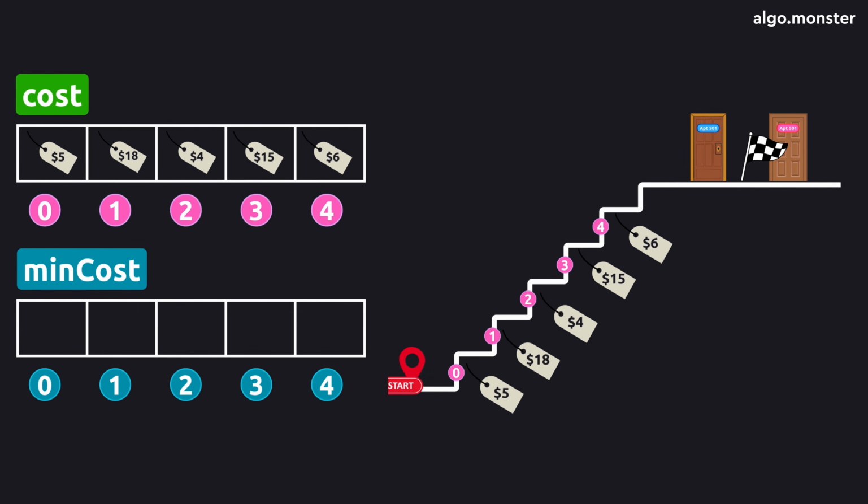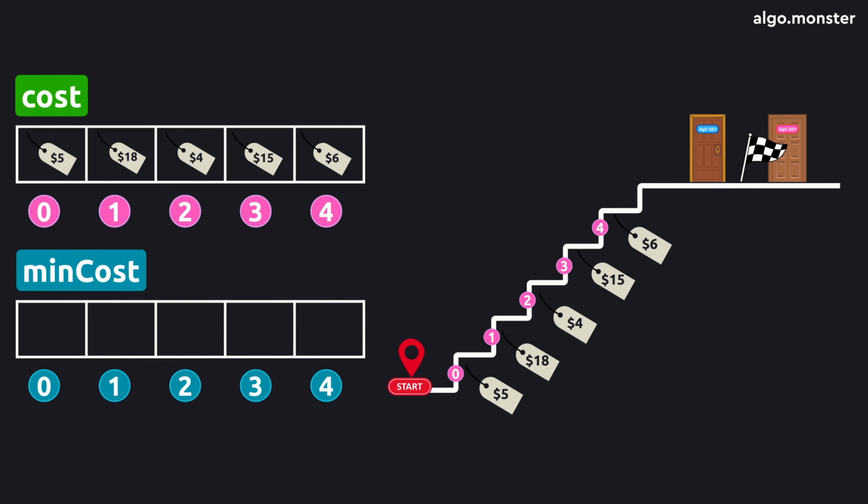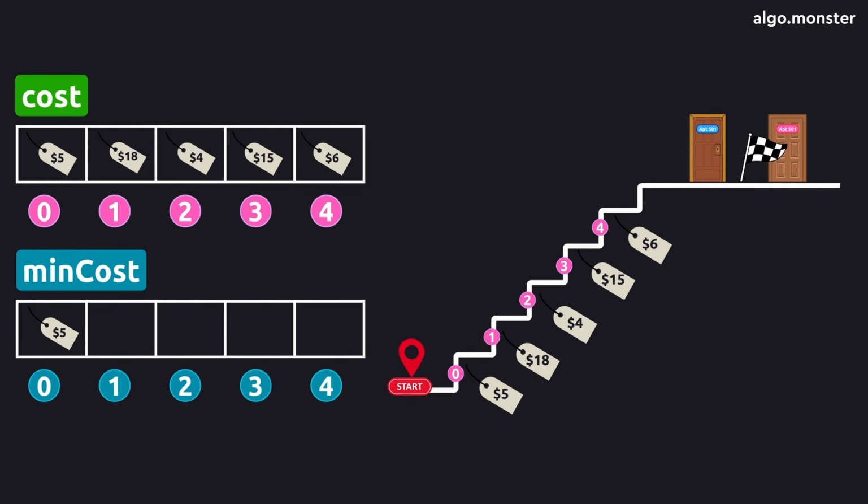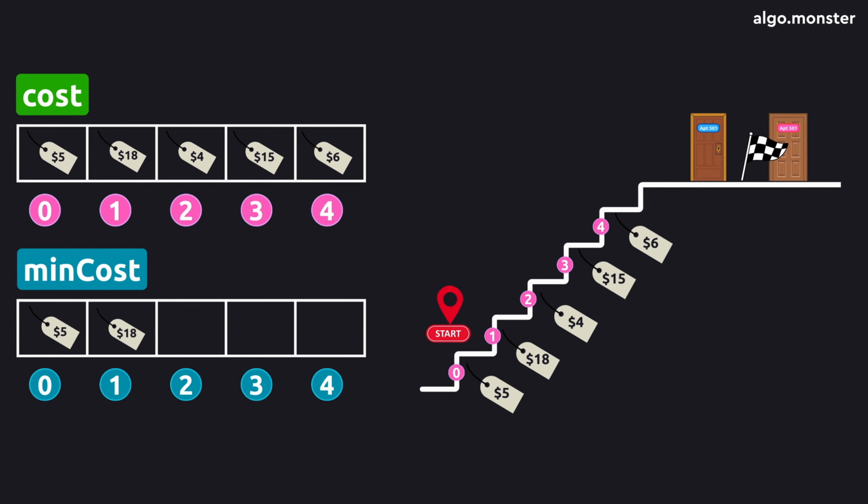Why does this work? Because we already know the minimum cost for stair 0. It's just its own price since that's where we start. So we can put it in the array straight away. It's a base case. The same goes for stair 1 because we're allowed to start there directly as well. So its value can also be written into the min cost array right away.